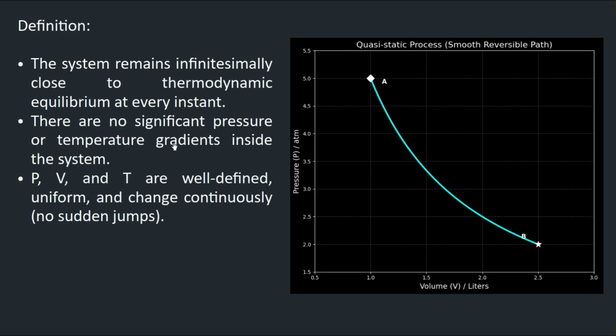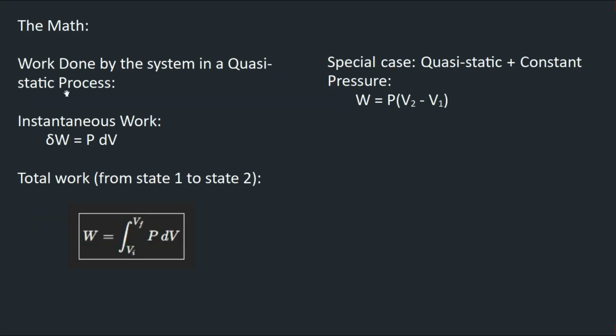There's no significant pressure or temperature gradient inside the system. There's no sudden change in the pressure, volume and temperature in a quasi-static process. And the pressure, volume, temperature are well defined, uniform and change continuously. There's no sudden jump. But of course, real life is not that. Real life is more sudden. But yeah, the quasi-static process helps us to reach there.